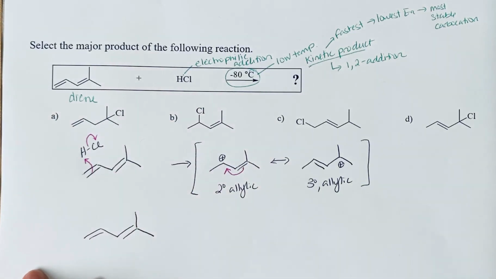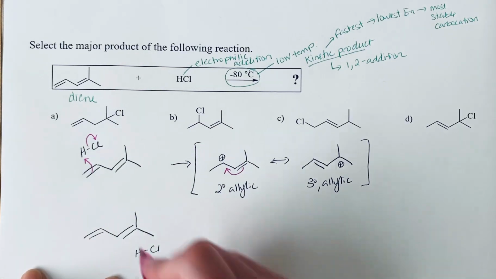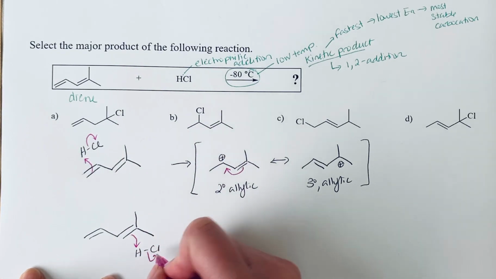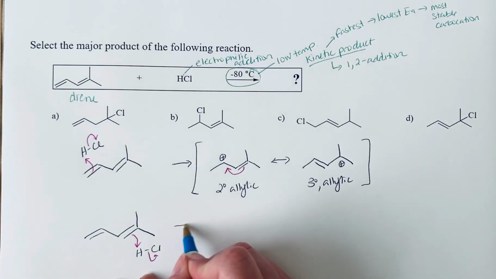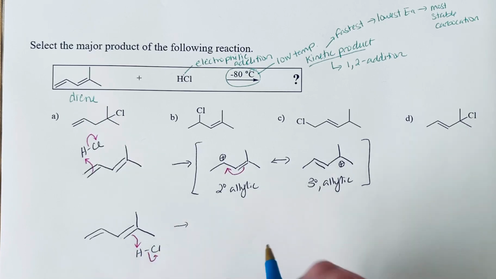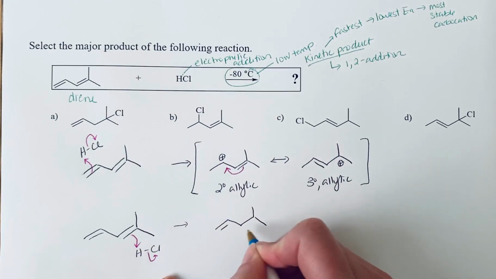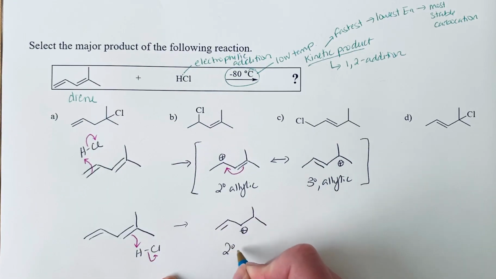So here is our diene. Again, if I react this with HCl, I'm going to protonate here. And here's where you really want to watch what you draw. It's going to be really tempting to put the positive charge on that tertiary center. But if you put it here, that secondary allylic cation is more stable. So we're definitely going to put the charge here to have that resonance stabilization. So there is that secondary allylic cation.